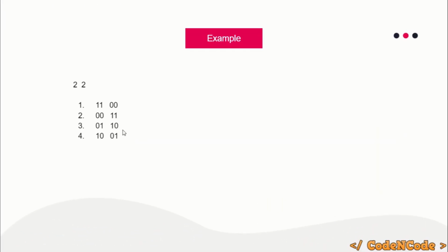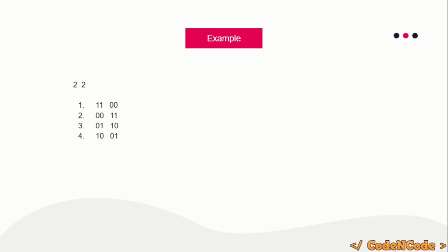So for example, if n is equal to 2 and k is equal to 2, the answer would be 4, because there are 4 arrays of length 2 that follow all of the three conditions. I've represented them in binary numbers. This is the first number 3, their AND is 0, and the maximum sum that you can achieve is n minus 1 times 2^k minus 1.